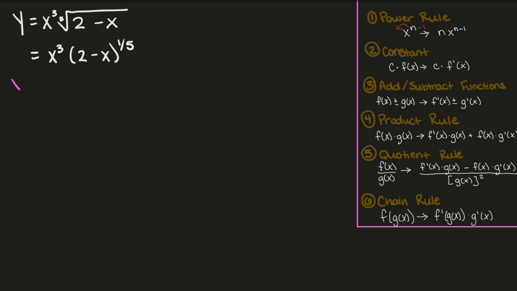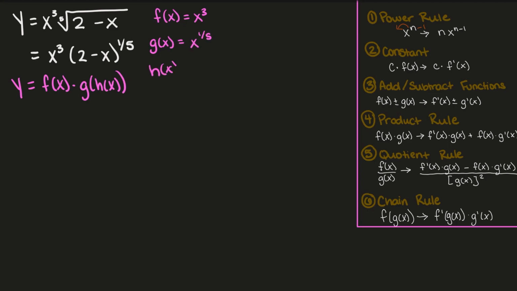So our expression looks something like y equals f of x times g of h of x. So we've got these 3 components that we have to work with. f of x is equal to x to the 3rd, g of x is equal to x to the 1/5 power, and h of x is equal to 2 minus x. So to find the derivative of f of x, we're going to use the power rule, bring that power to the front and subtract 1, which means f prime x equals 3x squared.